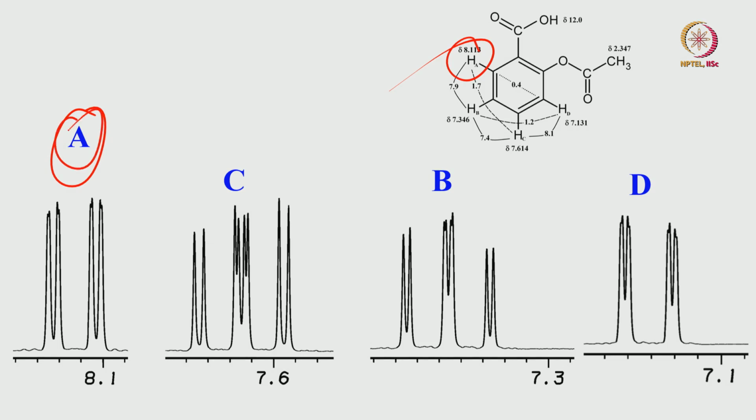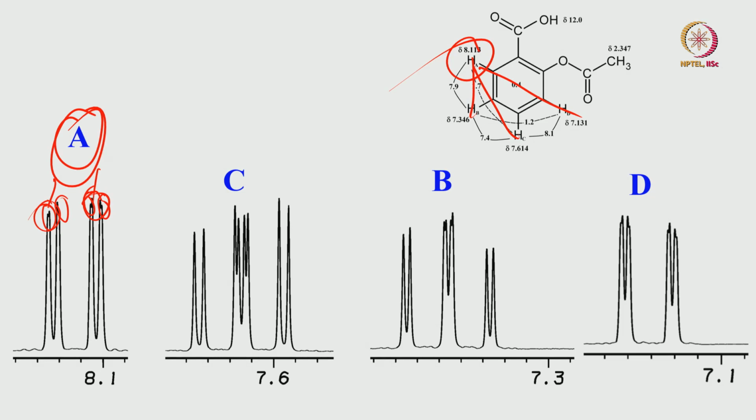For proton A, there is an ortho coupling, one meta coupling and one para coupling. True, there is one ortho coupling, and each line is split into a doublet because of meta coupling, and if you look carefully, each of them is further split into a doublet of doublets. So, it is the 8 line pattern. Fantastic, it agrees with our assumption. Go to proton C now.